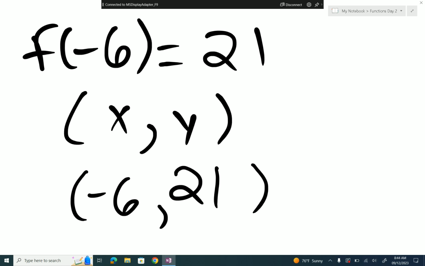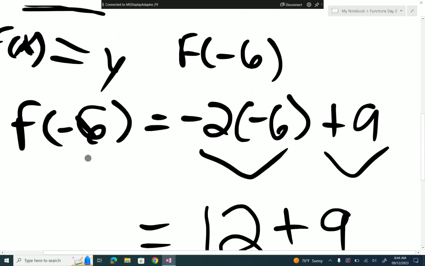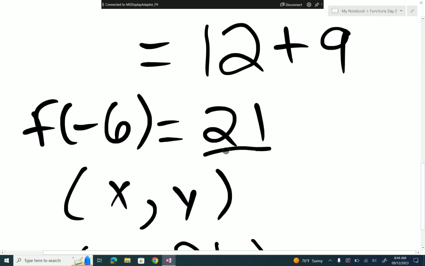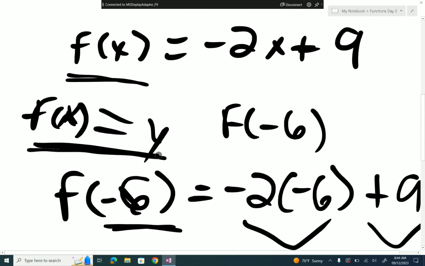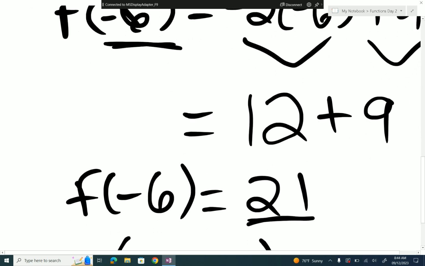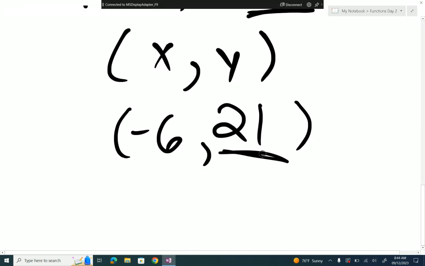Yeah, because I plugged in the -6 for x. So that was my x value, and what came out was 21. And since we know f of x equals y, whatever it spit out, that f of -6, that gave me my 21, my y value.